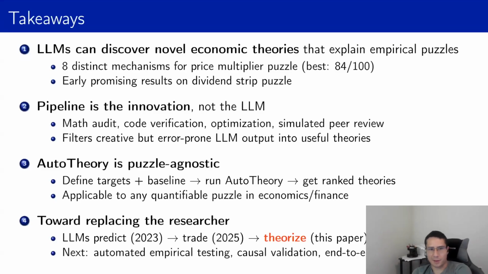So the math audit, the code verification, the optimization, and the simulated peer review filter the creative but error-prone LLM output into useful theories. And in principle, AutoTheory is agnostic within the realm of economics. It's applicable to any quantifiable puzzle in economics or finance.